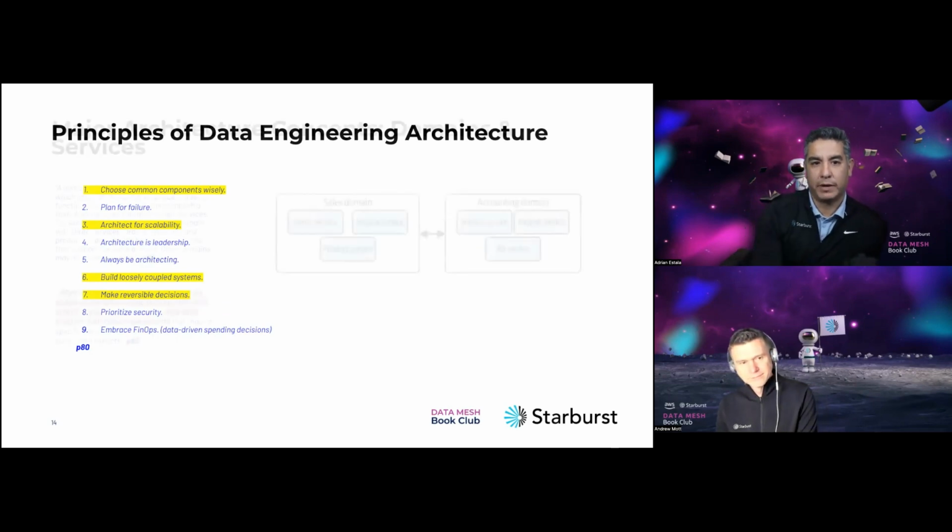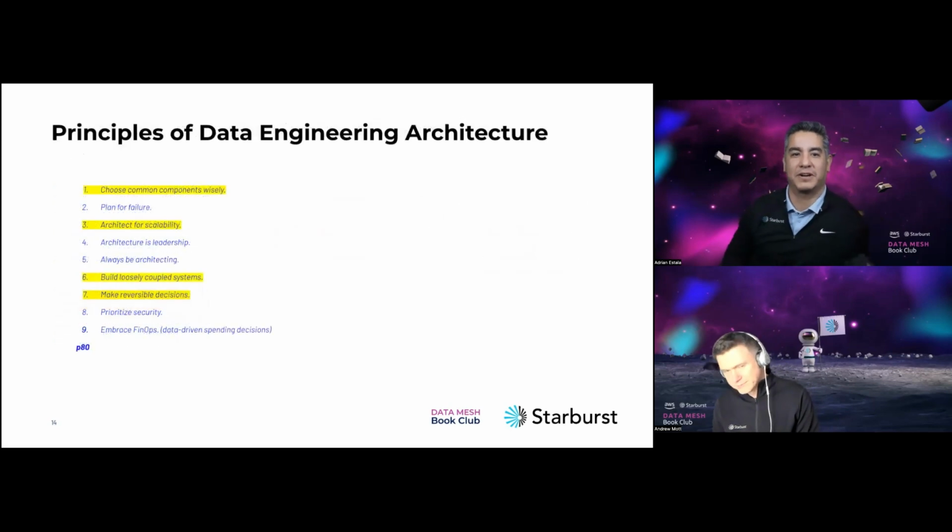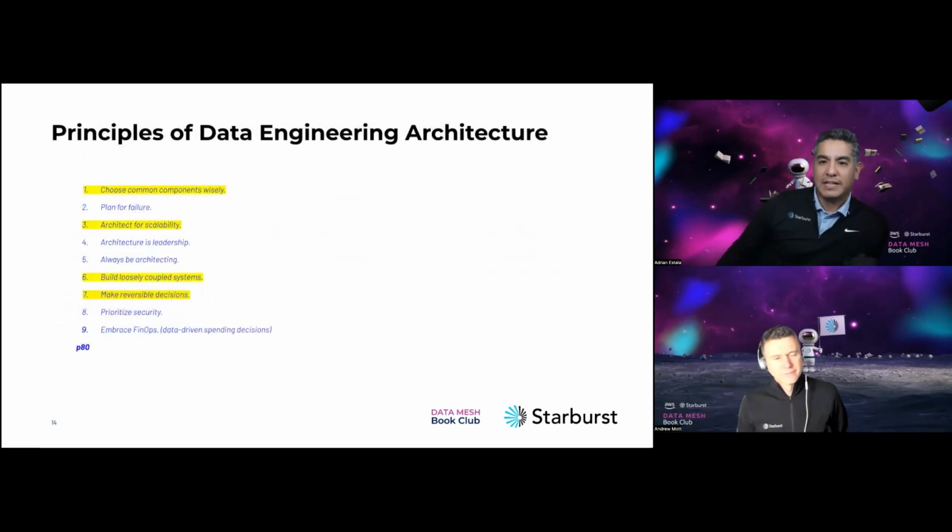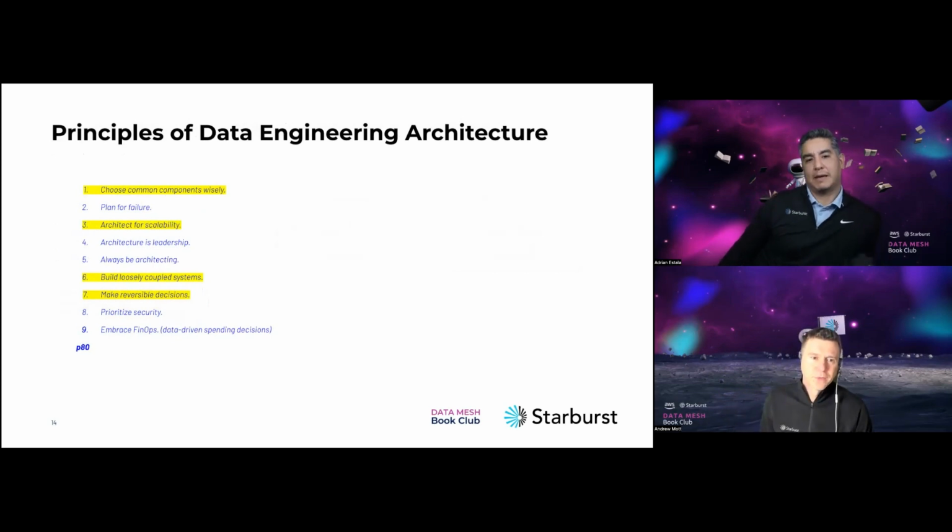And let me make sure, yeah, perfect. I want to make sure I didn't separate them. So let's chat about these, Andy. These principles of data engineering architecture. The first one, choose common components wisely. Okay, that makes sense. What does that mean?